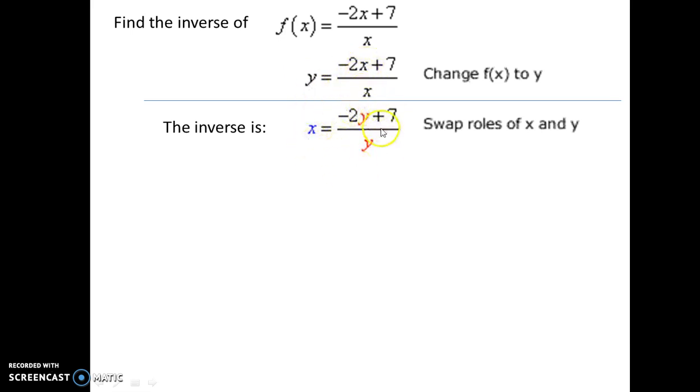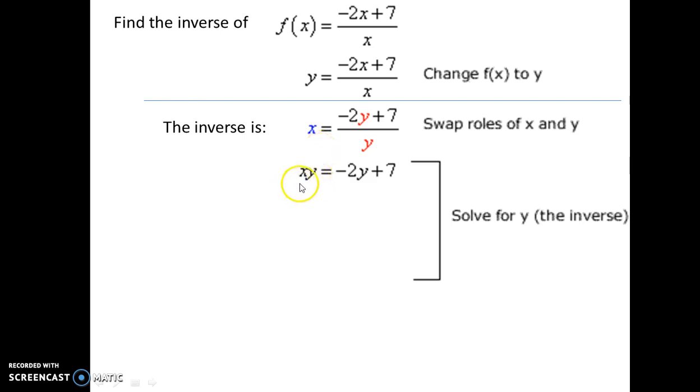Now we're going to solve this for y. This is already the inverse, but we want to rearrange it so we have y equals in that form. So how do we do this? Well, we can multiply both sides by y first. So we'll get xy over here, and this y from the fraction is gone, because if you multiply it, it would cancel.